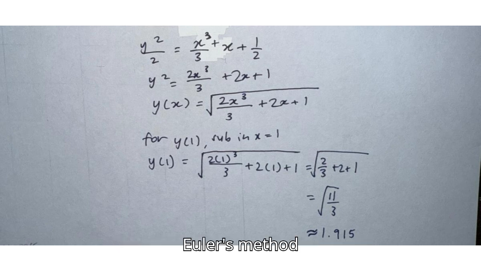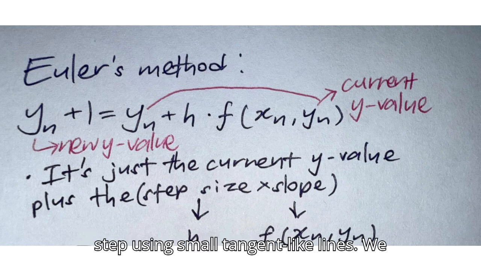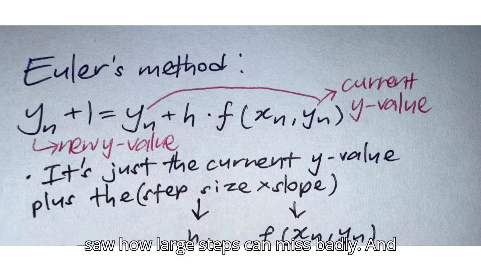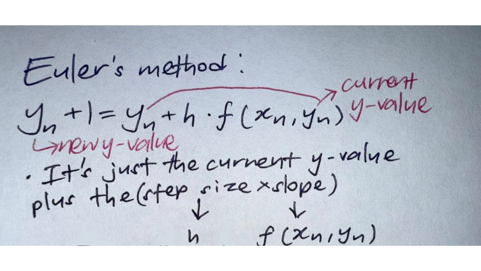So that's how Euler's method works. It builds the solution step by step using small tangent-like lines. We saw how large steps can miss badly and how smaller steps in Excel give us a close estimate and how it all compares to the exact solution.